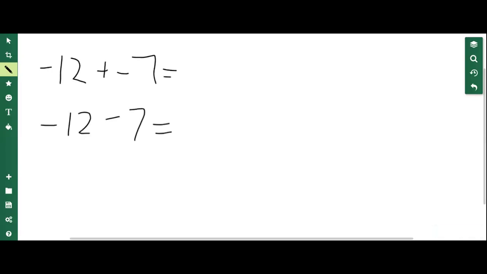So let's look at this example. -12 plus -7 is the same thing as saying -12 minus 7, right? But since we're talking about addition, when we're adding two numbers with the same sign, we add them and keep the sign. So 12 plus 7 is 19, but since it's a negative, we keep the sign as a negative.